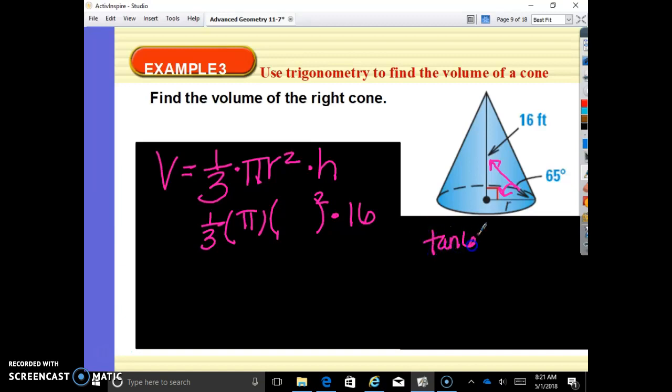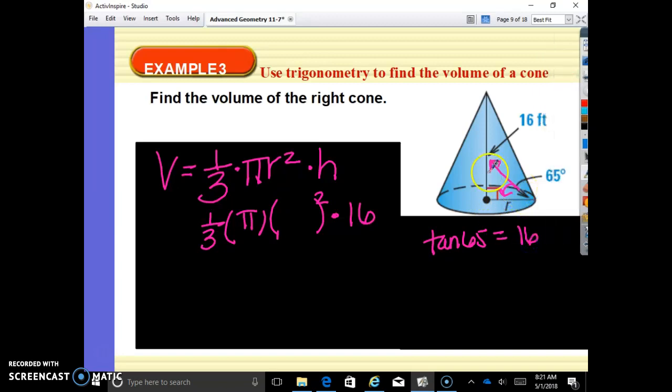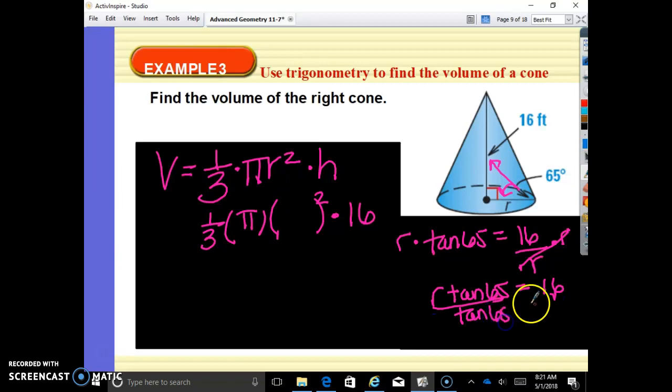Tan. Tan of 65 equals opposite, that height, over, oh wait, that height has a number, doesn't it? That height is 16. Opposite, 16, over adjacent, r. Tan is opposite over adjacent. Okay, so times r on both sides. R tan 65 equals 16, right? Divide by tan 65 on both sides, and you get that r is 16 divided by tan 65.